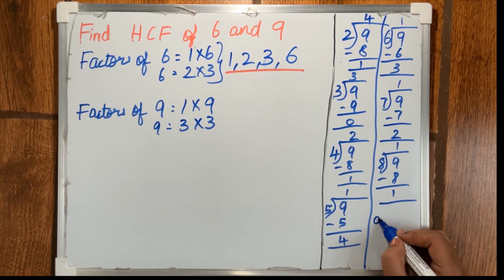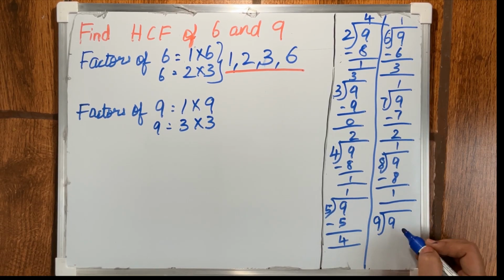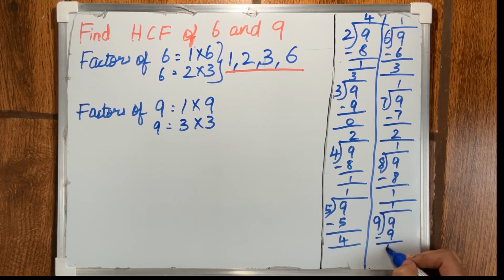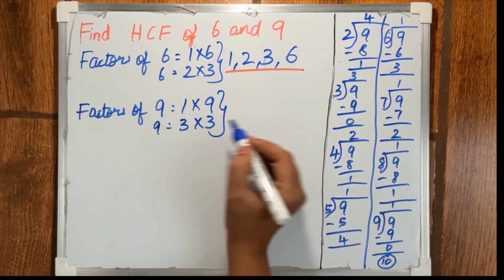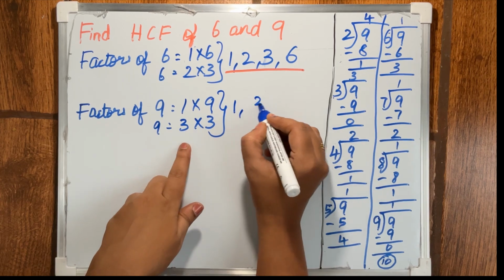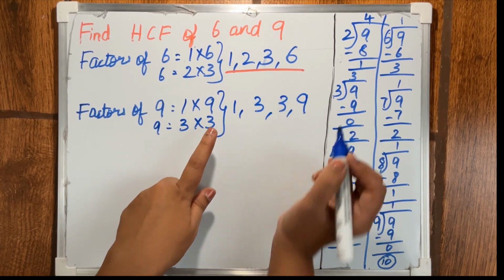Next, the last one, 9. 9 1s are 9. This one we have already written, because 9 1s and 1 9 are the same. Next, we cannot take the number 10 because 10 is greater than 9. Hence, the factors of 9 are 1, 3 and 9.